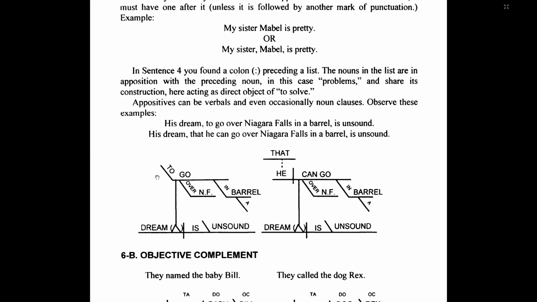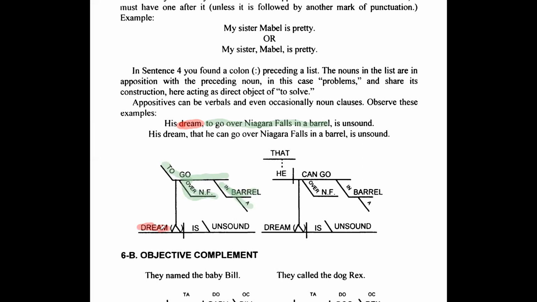Observe these examples. His dream to go over Niagara Falls in a barrel is unsound. So where is the noun and where is the appositive? Dream, right? That is our noun. And then we have the appositive, to go over Niagara Falls in a barrel. So where's the noun in apposition, right? To go over. So you see you have to diagram it in this funky kind of way. And here's the original noun. But you see there's a parentheses, and then you got to do the special line, the hangman, for the infinitive.